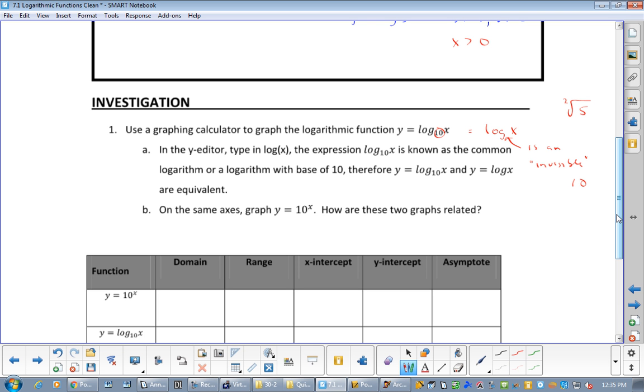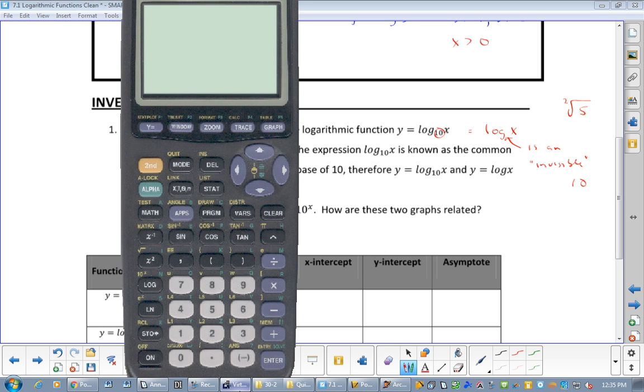So there is an invisible 10 there, so let's graph it. So we got in graph, clear this, clear this. All we're going to do is log x. Like, what does a log graph look like? Okay, so hit graph and hit zoom 6, like I should have done in the first place. Zoom 6.